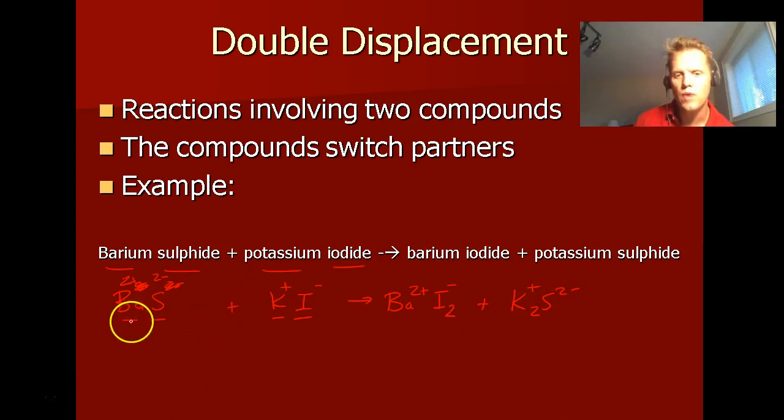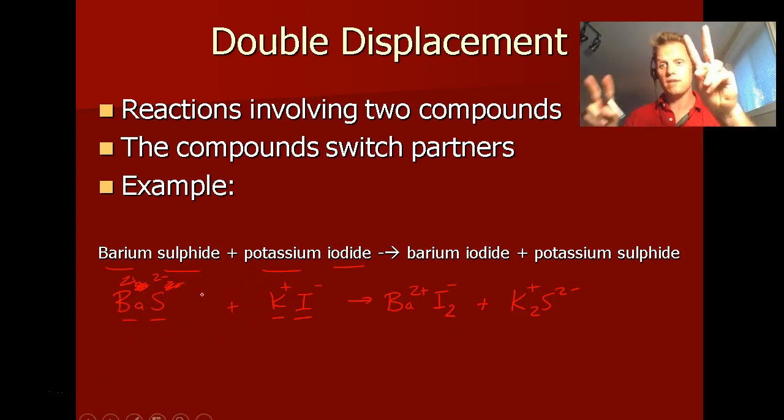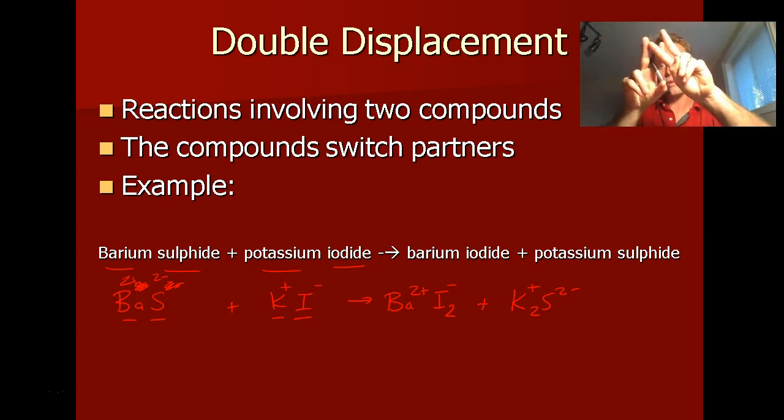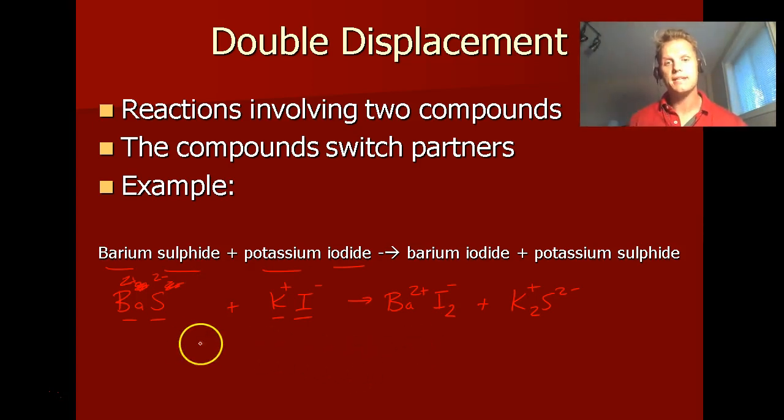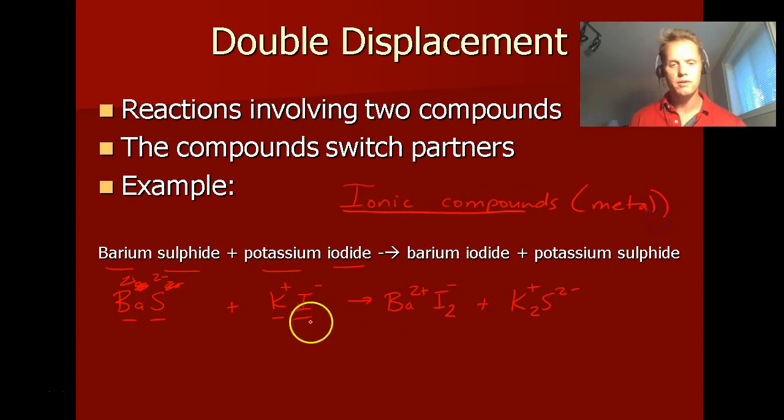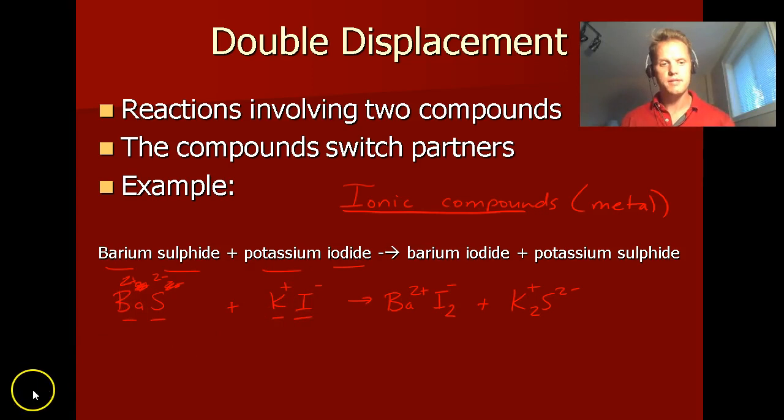So again, you have two things, so you have 2 and 2, and they are switching partners, so now you have two new partners, and that is an example of two things switching, so we call it double displacement. So two ionic compounds, and this is key. Single displacement and double displacement only happen for ionic compounds. And ionic compounds contain what? A metal and a non-metal, and you can clearly see the metal barium and potassium. Okay. That's it. That's double displacement.